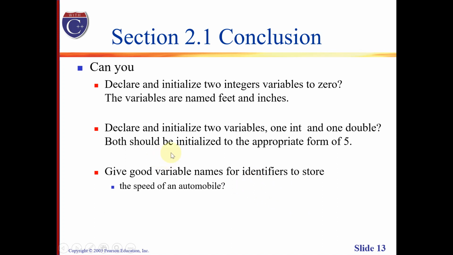We can also declare and initialize two variables and also give variable names for the following identifiers. Remember the rules on how we name your variables. It must start with a letter, and you can also use underscore for variable names that have more than one word.